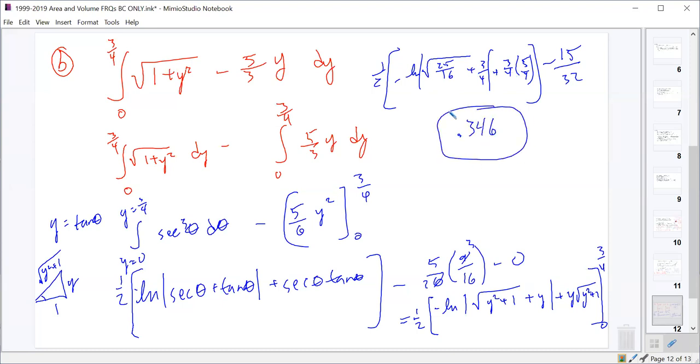This was a calculator question. Forgot to mention that. This was the only part you needed a calculator for, though, I believe. Any questions on that? I mean, conceptually, I think that's pretty straightforward. Set it up, and then you would just use your calculator to evaluate it.